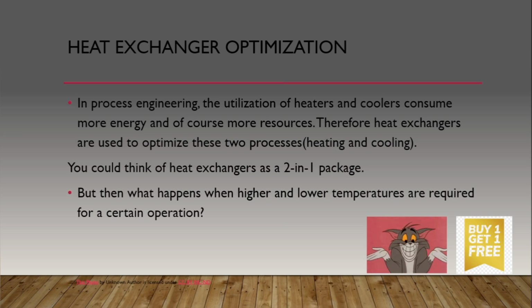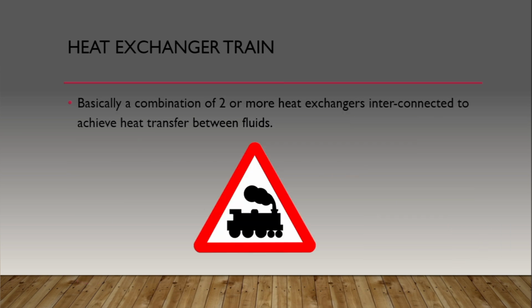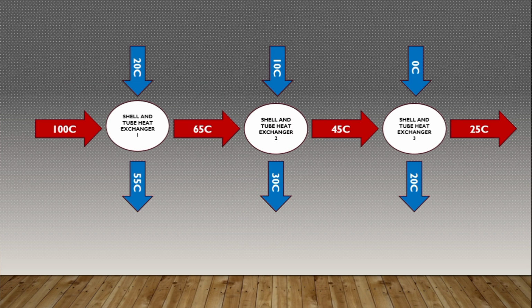So this is where the heat exchanger train comes in. Instead of having two heaters, three heaters, you could just have heat exchangers, but this time around having two heat exchangers, three heat exchangers. A heat exchanger train is basically a combination of two or more heat exchangers interconnected to achieve heat transfer between fluids. And this is what a heat exchanger train looks like.